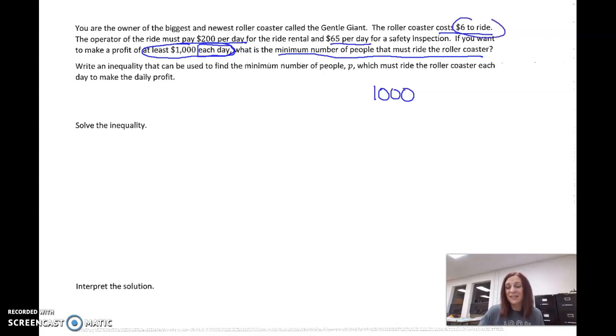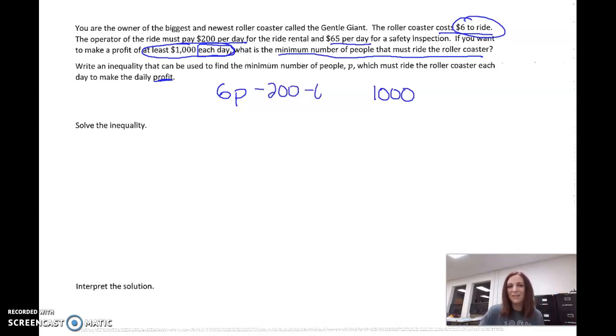So how many people must ride the roller coaster each day? If it costs $6 to ride, remember we're negating what I said earlier? That means if one person rides, it's $6. If two people ride, that's $12. If three people ride, that's $18. If 10 people ride, that's $60, right? So my profit is going to be 6 times the number of people who ride. If I have 1,000 people ride, that's 6 times 1,000. That's $6,000.